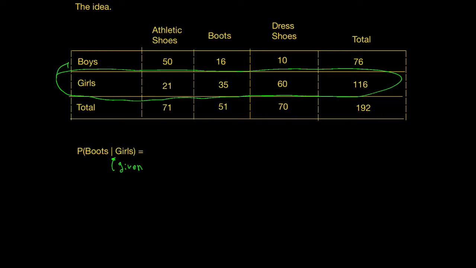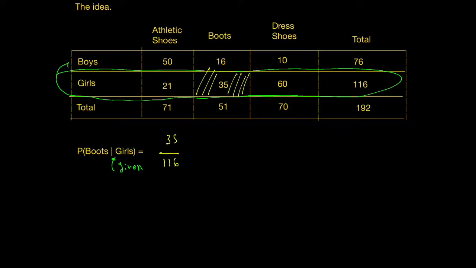I'm going to circle girls here. So my sample space is 116. It's no longer 192. And then out of these 116, I want to see how many of them preferred boots. If I look, I can see that it's these 35 girls that decided to get boots. So my probability here would be 35 out of 116.